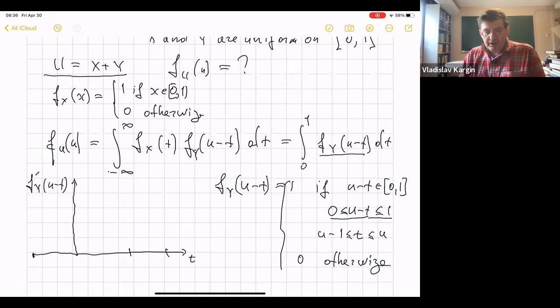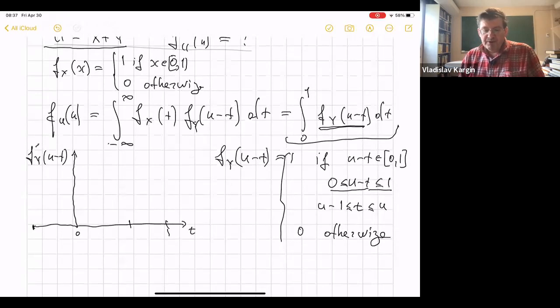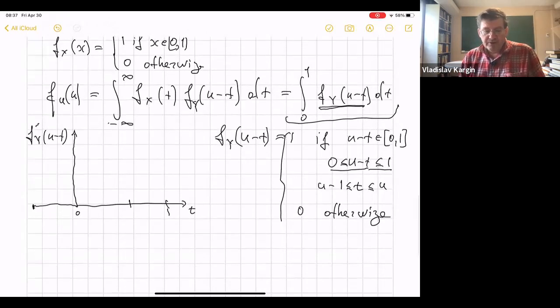So what I'm doing here is trying to calculate this integral, but for this I need to figure out what this function looks like. I take the integral from 0 to 1, but I need to know the function. That says it's equal to 1 between u minus 1 and u. So the first thing to look at is when u is between 0 and 1. So let us look at the case when u is greater than 0 and smaller than 1. It's the first case.